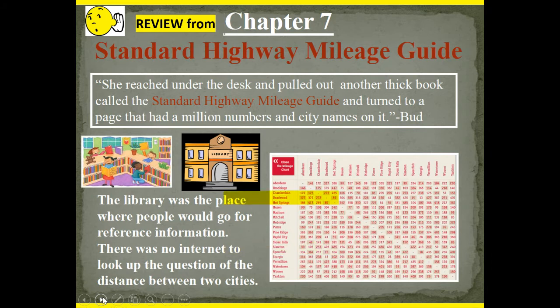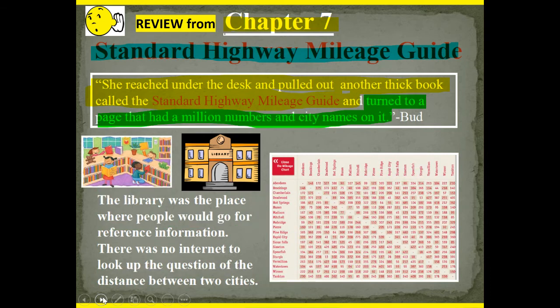So this is a review from Chapter 7, Standard Highway Mileage Guide. We talked about this in Chapter 7. And here's our quote. She reached under the desk and pulled out another thick book called the Standard Highway Mileage Guide and turned it to a page that had 1,000,000 numbers and city names on it. Bud. So when Bud says there was 1,000,000 numbers and city names on it, were there actually 1,000,000? That is actually an exaggeration or a hyperbole.